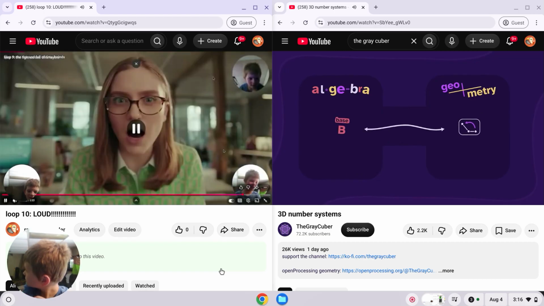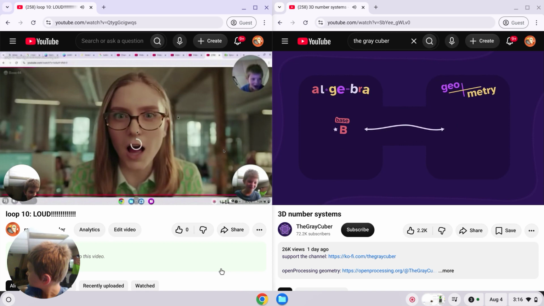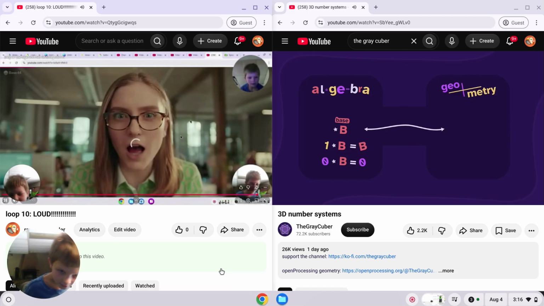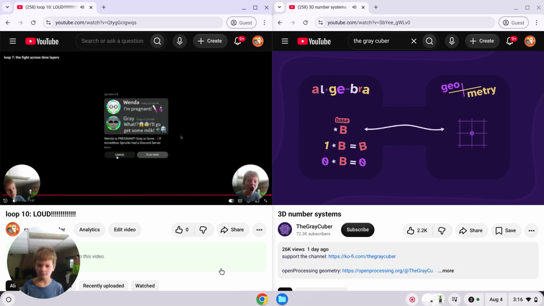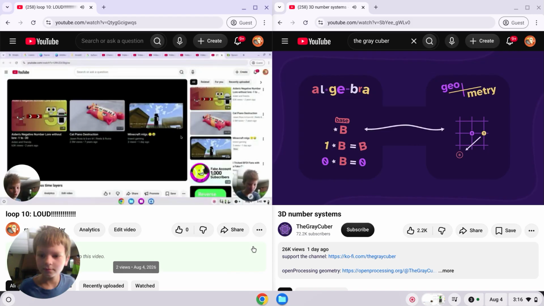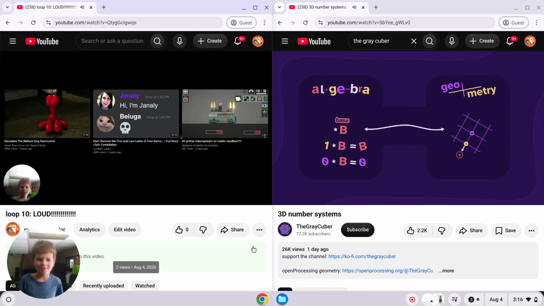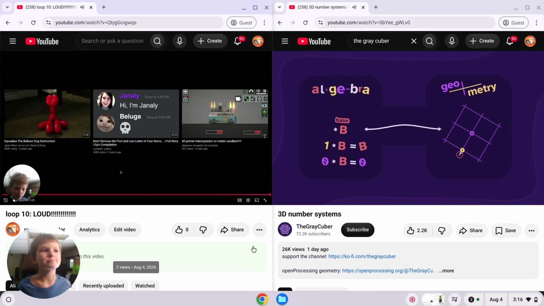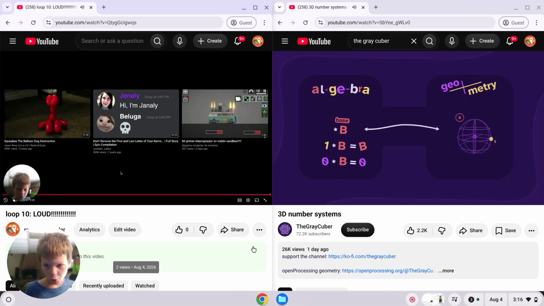On the algebra side, we multiply by the base. 0 times the base should be 0, and 1 times the base should be the base. Geometrically, we want a transformation that will fix 0 and move 1 to the base. To do this, we can rotate the grid until they line up, and then stretch the grid until they match. Now, let's try this in 3D. We can rotate until they line up, and then stretch until they match.